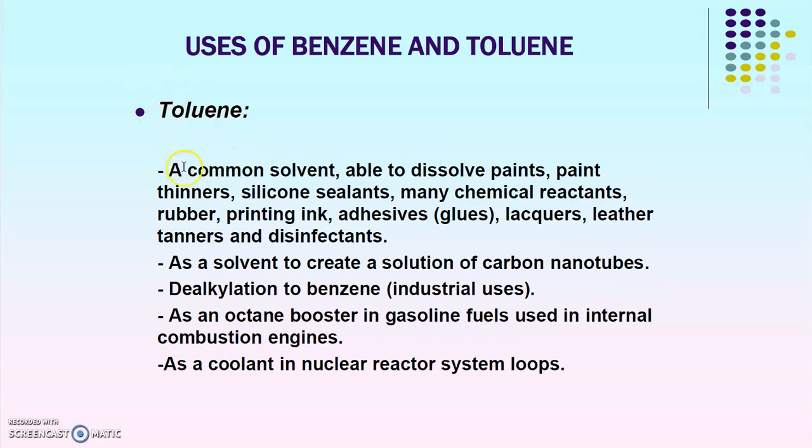And the last one, uses of toluene, common solvent able to dissolve paint, thinner, silicon sealant and so on, as a coolant in nuclear reactor system loops. So banyak as a solvent to create a solution of carbon nanotube. Dealkylation to benzene in industrial use, as an octane booster in gasoline fuel used in internal combustion engine. So ini pembakaran kereta, ada yang orang jual kat beli minyak kereta tu, dia kata ni booster untuk minyak pembakaran lebih lancar untuk sebuah kereta, enjin kereta, ada jual tu. Tapi saya tak galakkan lah beli sebab tak berapa boleh dipercayai lah. Okay, so kalau nak betul-betul pergi kat kedai yang betul. Okay, that's all. Thank you very much.